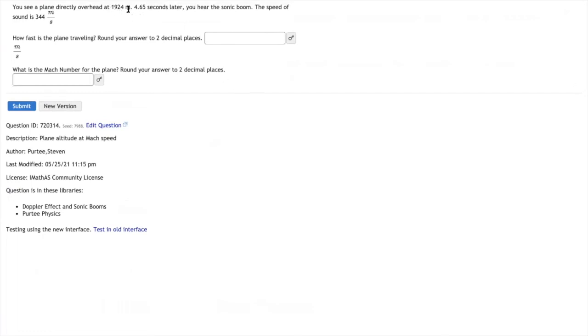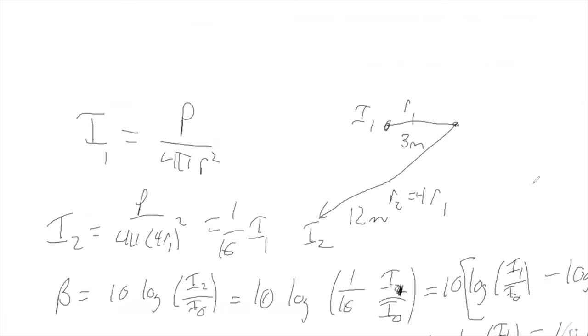1942 is our altitude, our height. 4.65 seconds is how long after that we hear the sonic boom. Okay, there, I can look at it. All right, so the plane was actually here when it made a sound.